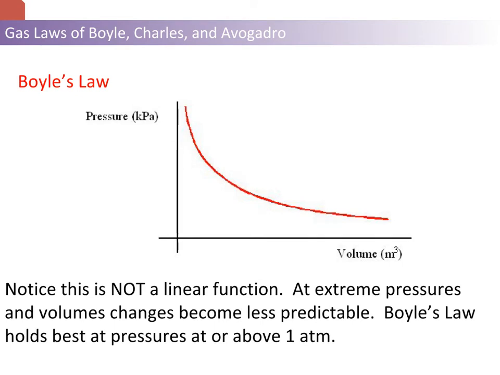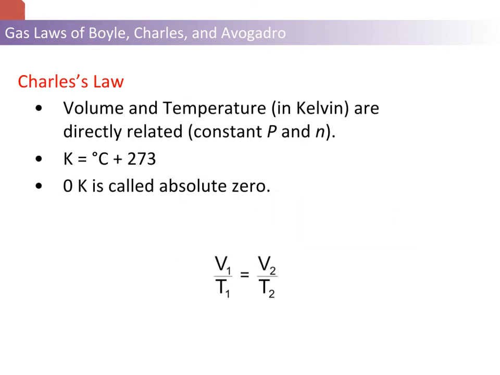We'll talk about the situation and how gases deviate from the standard. It's one of the important learning targets at the end of this chapter. We'll talk about extreme hot, extreme cold, and extreme pressure situations. So stick tight. But for now, all you need to know is Boyle's law best holds at or above 1 atmosphere of pressure. Next up is Charles' law.